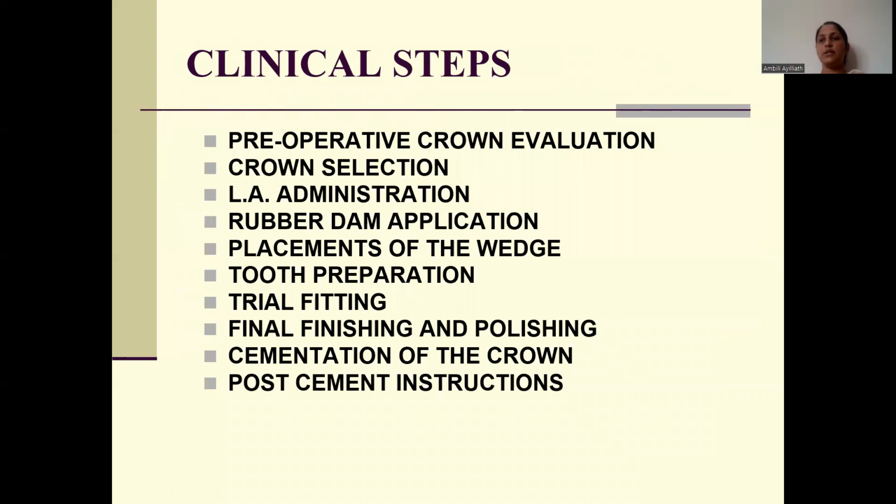Now coming to the clinical steps. What are the clinical steps we have to do before going for a stainless steel crown fabrication? First and foremost, we have to do a pre-operative crown evaluation about the size of the crown and the opposing tooth, whether the opposing tooth is supra-erupted. So we have to have a clinical picture. Then the next step is the crown selection. I told you there are various sizes available, so depending upon the size pertaining to that particular patient, we have to select the crown from the kit.